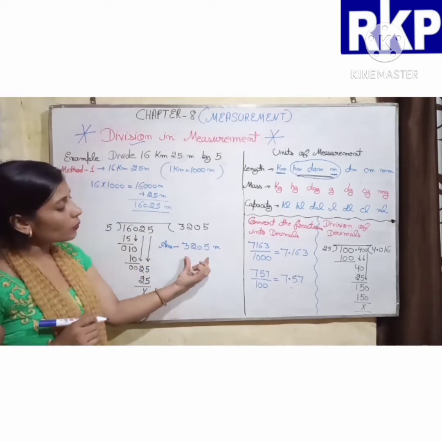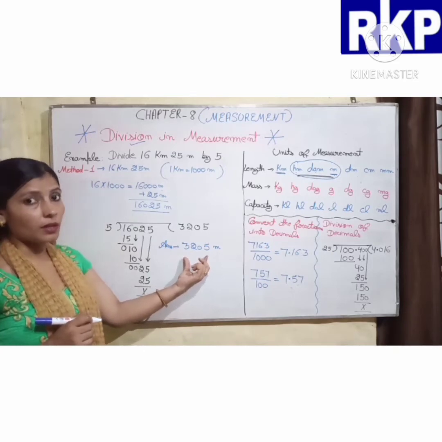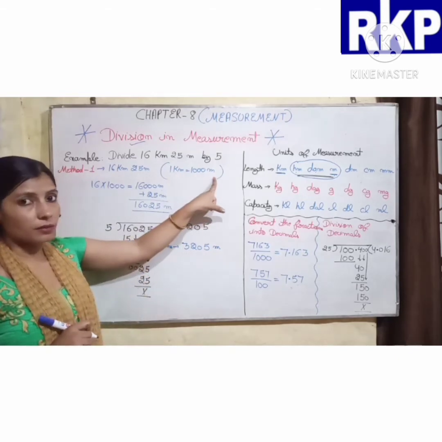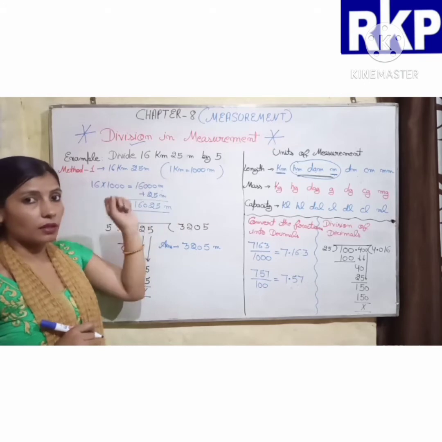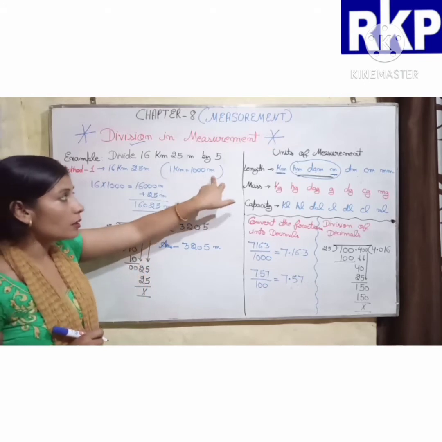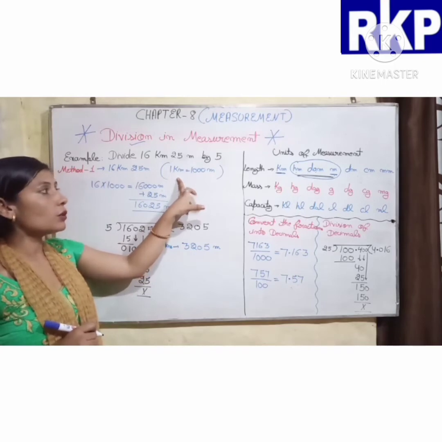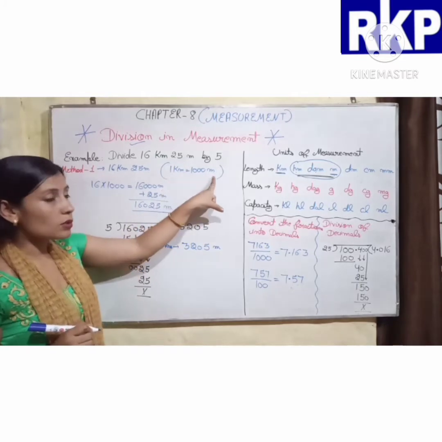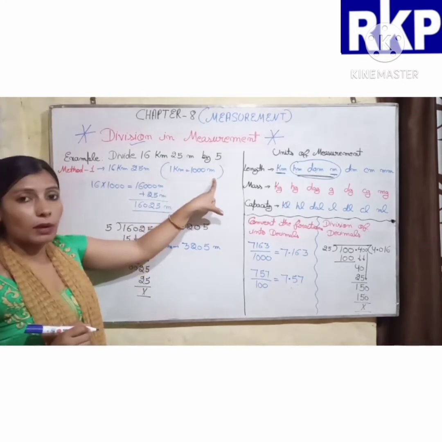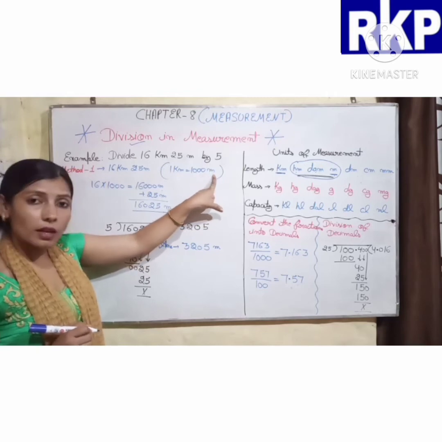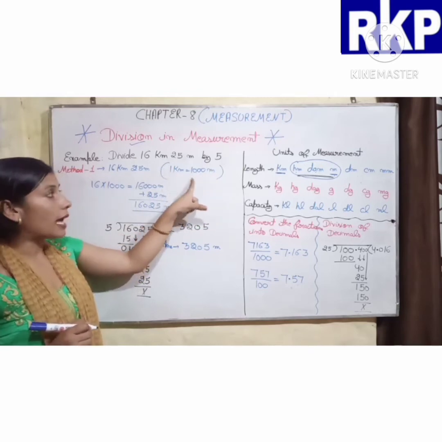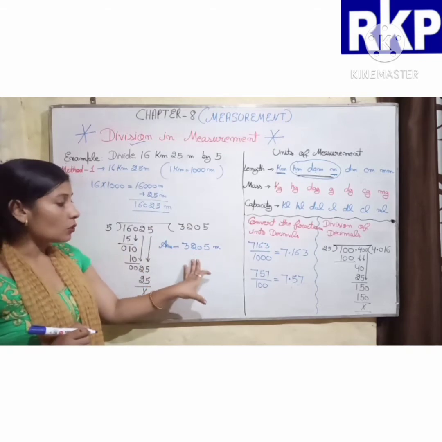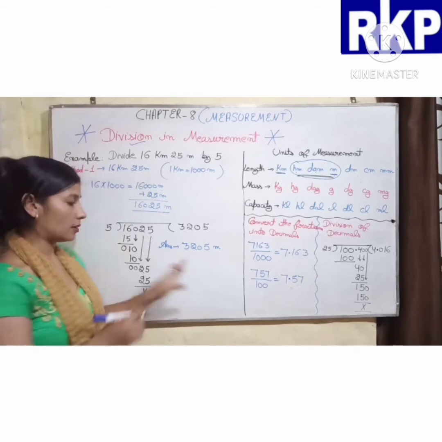But if we want to convert this into kilometers, how can we convert? We know when we convert kilometer into meter, then we need to multiply the given number by 1000. But if we convert meter into kilometer, then we need to divide by 1000. When we convert a greater unit into a smaller one, we multiply. And when we convert a smaller unit into a greater unit, we divide. So here, to get kilometers, we need to divide it by 1000.